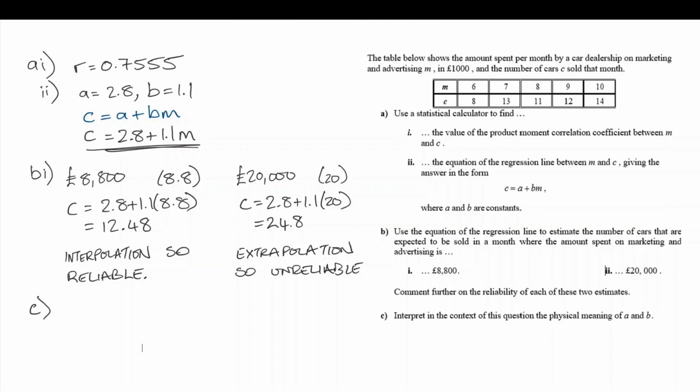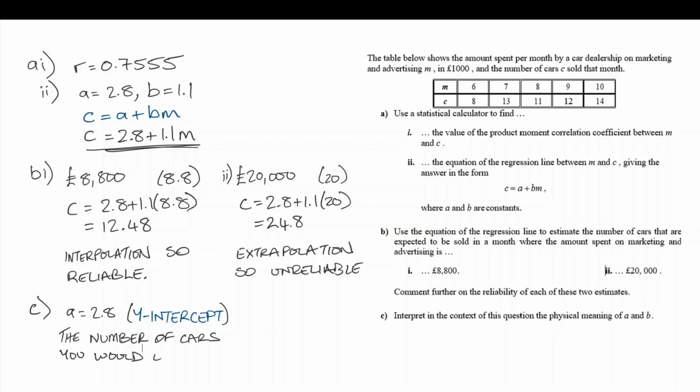In part C, we're asked to interpret in context of the question the physical meaning of A and B. So when we look at the formula, A, the 2.8, well, that's going to be the y-intercept. But that's not what the question wants. We must talk in the context of the scenario of the question. So talking about cars and the amount of money you spend on advertising. Well, the y-intercept is going to be the number of cars you would expect to sell if you had no money spent on advertising. So without any advertising, this is what you would expect. That's the base rate with no advertising.